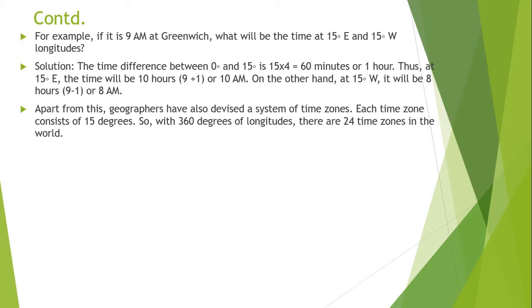Thus, at 15 degree east, the time will be 10 hours or 10 a.m. On the other hand, at 15 degree west, it will be 8 hours or 8 a.m. Apart from this, geographers have also devised a system of time zones. Each time zone consists of 15 degrees. So, with 360 degrees of longitude, there are 24 time zones in the world.